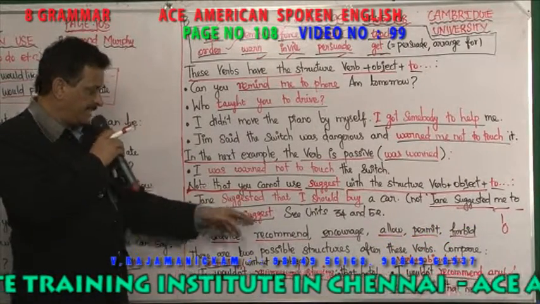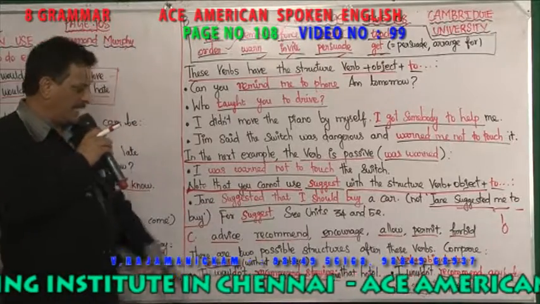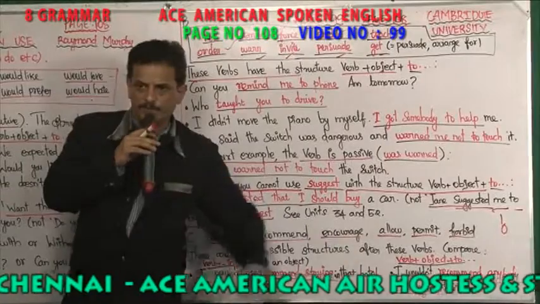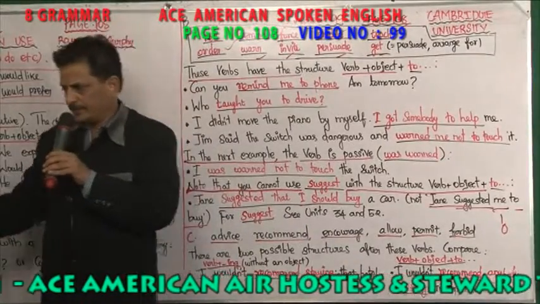Then suggest, you are not supposed to use an object plus to plus present tense verb. Then advise, recommend, encourage, allow, permit, forbid. These verbs you are using with ing, or you can use with an object and to plus present tense verb. Hope you are able to understand. Please come forward.